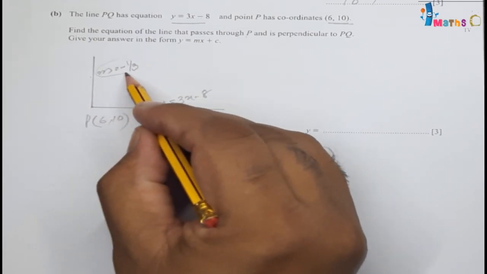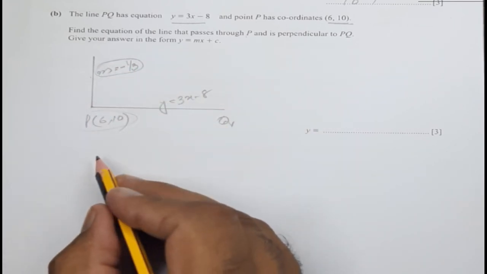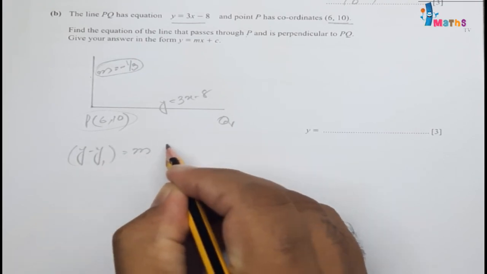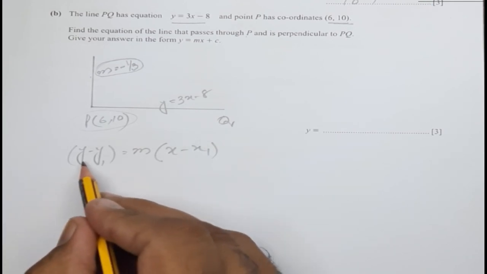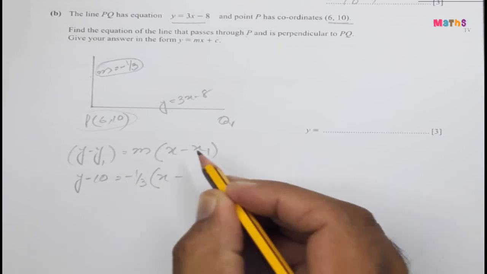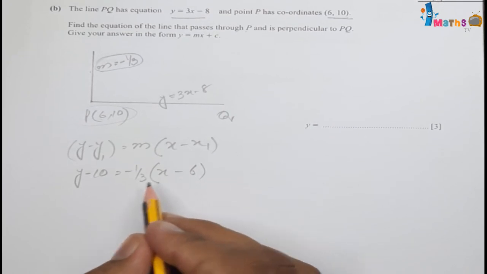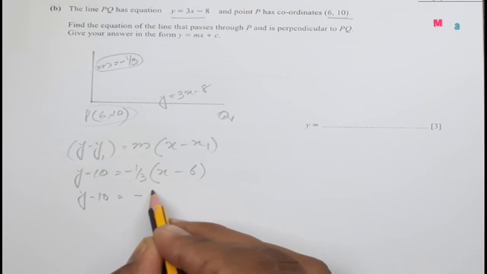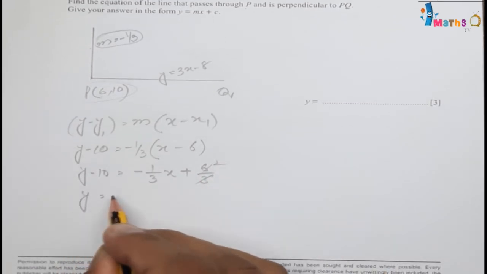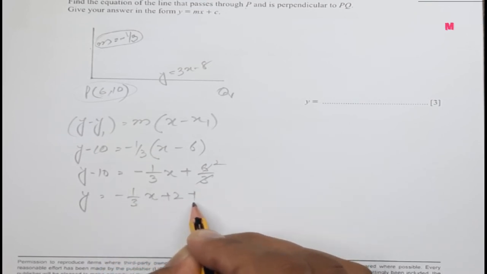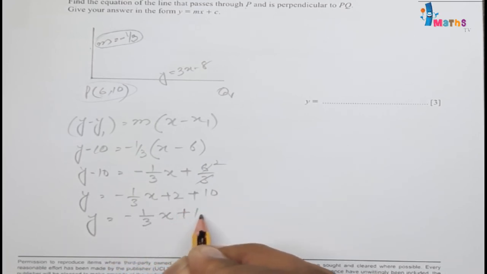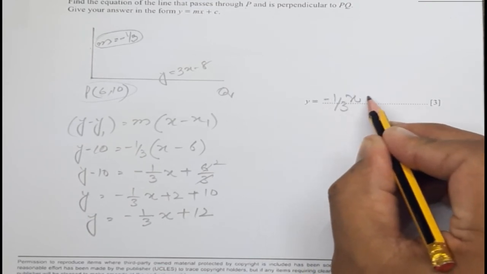So we have to find the equation of the line with this gradient and this point. We can write down the formula, which is y minus y1 is equal to m into x minus x1. So directly we will be replacing values. Y minus y1 means y minus 10 is equal to m, which is minus 1 by 3, into x minus x1, which is 6. So we will open the brackets. Y minus 10 is equal to minus 1 by 3x plus 6 by 3, so this will be 2. So y will be equal to minus 1 by 3x plus 2 plus 10. We will shift the 10 to this side. So the final equation will be y is equal to minus 1 by 3x plus 12.